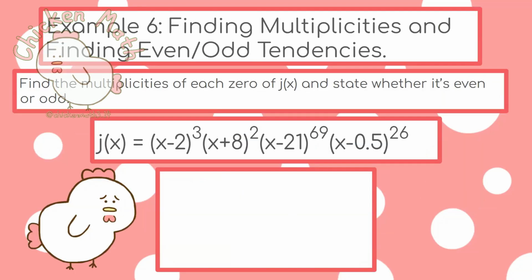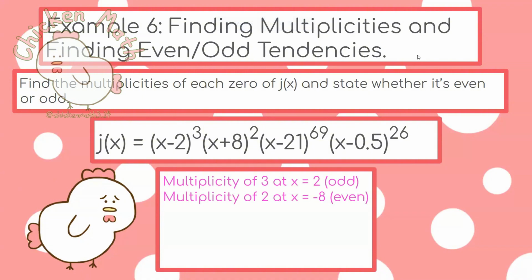Next, we're going to be doing more multiplicity practice, except this time we want to notice if they're even or odd. So right here, j of x is already factored out for us. Our zero here would be x equals 2, and since it's raised to the third power, our multiplicity would be 3 at x equals 2. And it's odd. Right here, x equals -8, and it's raised to the second power, it's even.